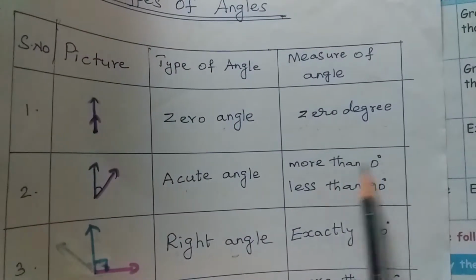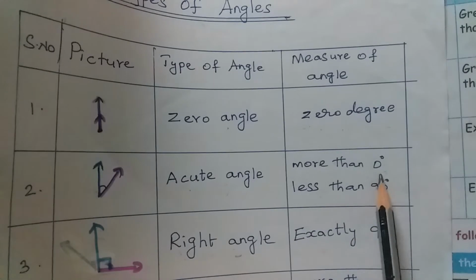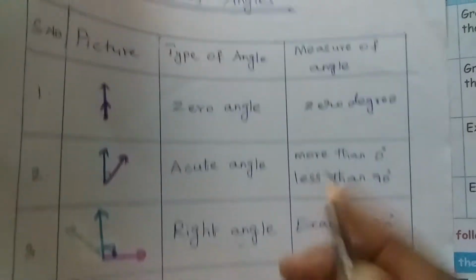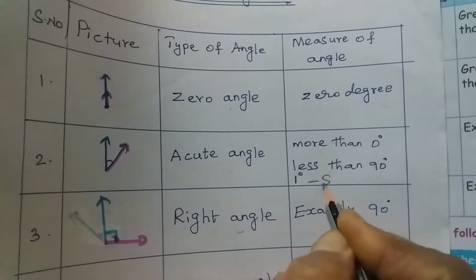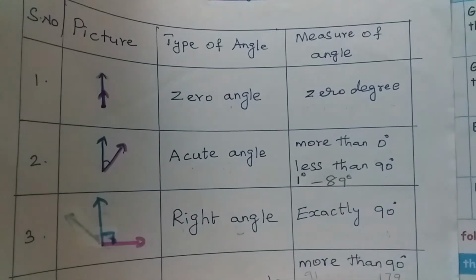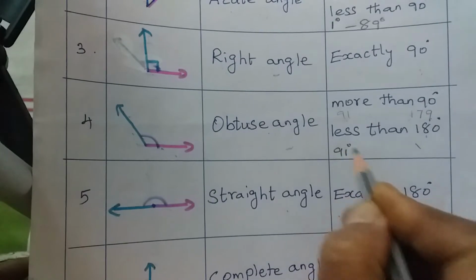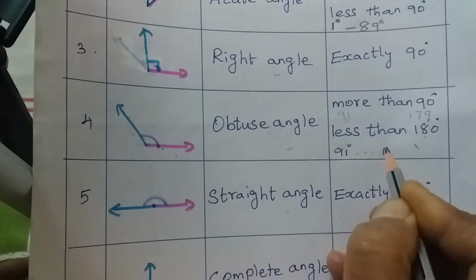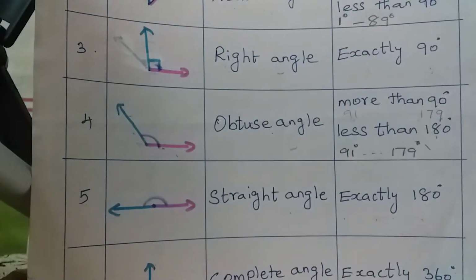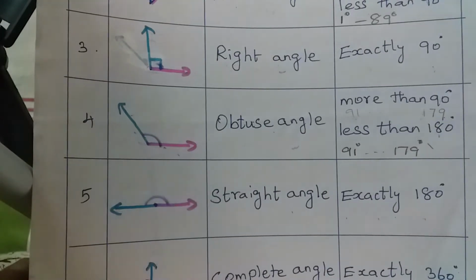Here, more than 0 means 1 degree, 2 degrees, 3 degrees, 4 degrees, up to 89 degrees. What is it? Acute angle. In the same way here, more than 90 means 91 degrees, to less than 180 means 179 degrees. These measures are called obtuse angle.